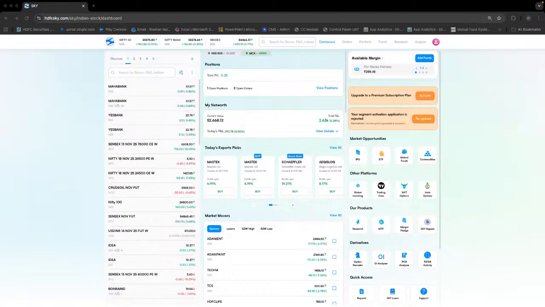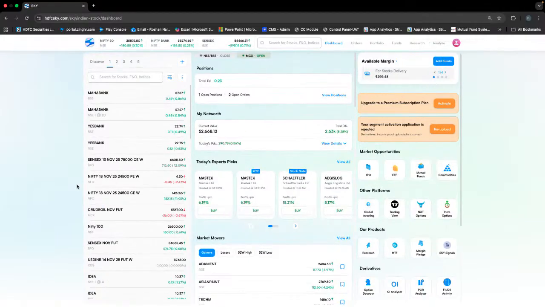This is Roshan. I am a product manager and I look after HDFC Sky. So today, our main focus about HDFC Sky, I'll zoom in a bit, would be regarding the MTF or the margin trading facility that is offered by our platform.